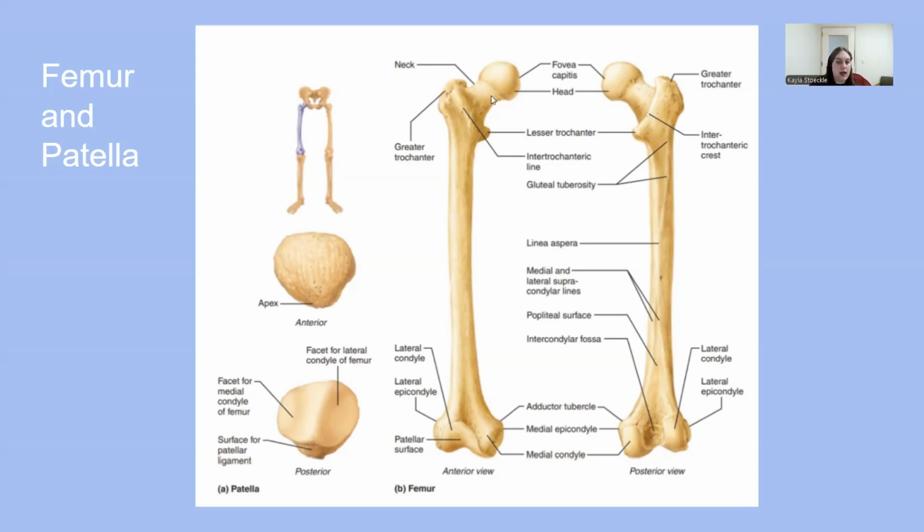And so you have the head, the neck, and then you have your greater and lesser trochanters. The greater is going to be medial, or not medial. The greater trochanter is going to be lateral, and the lesser trochanter is going to be medial, very similar to the humerus. And you can see here, it's a very different structure compared to the humerus, where you have the greater and lesser tubercles. The tubercles are very different from the trochanters.